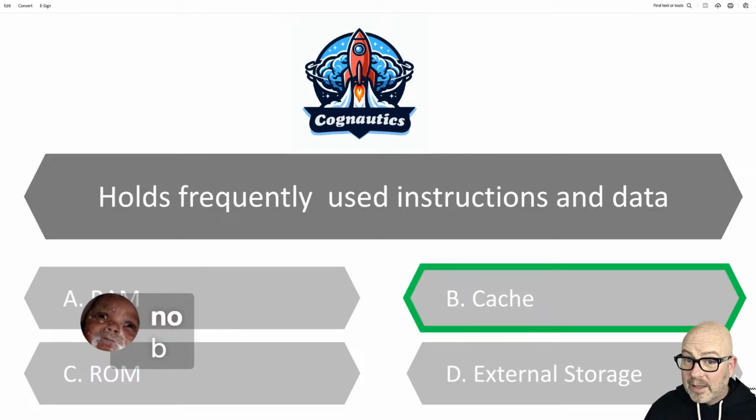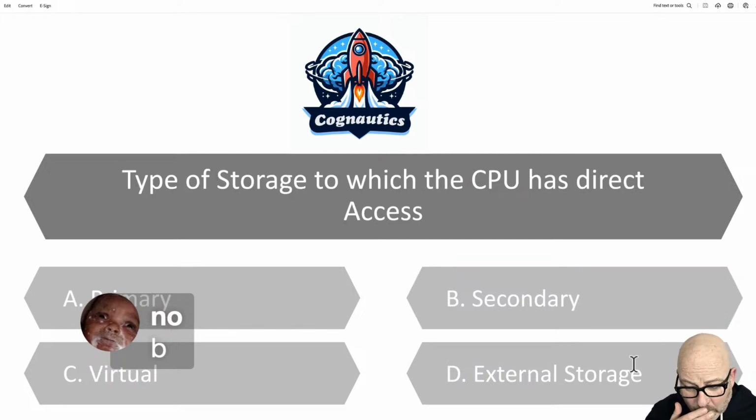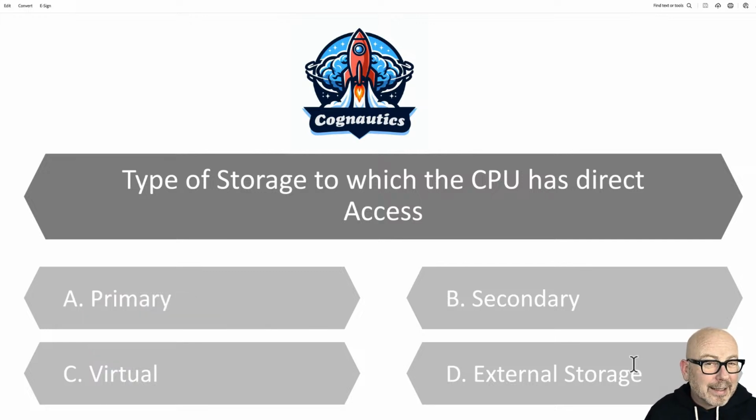Do you know what, though? These definitions, you're outstanding. These definitions will get you loads and loads of marks in the exam. It's just knowing what these things are. What about this? A type of storage to which the CPU has direct access. Is it primary? Is it secondary? Is it virtual? Or is it external storage? What do we think?